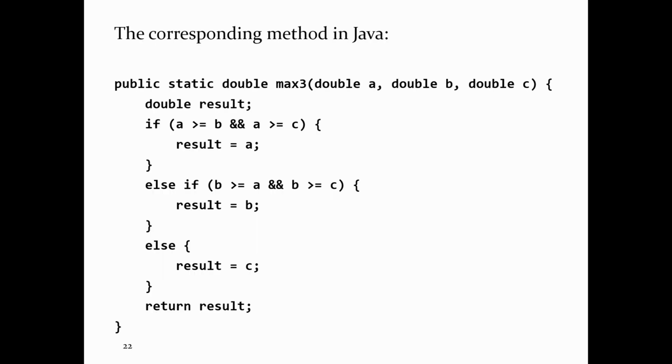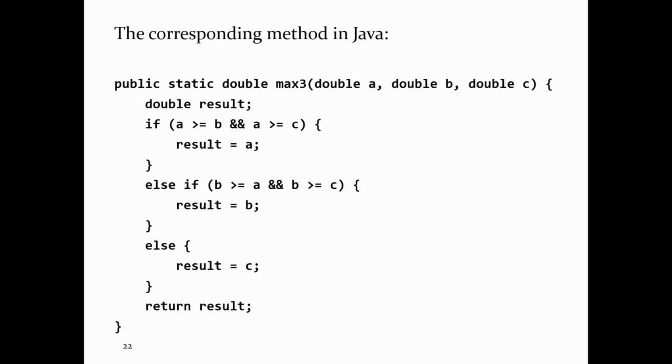Okay, so if I want to write the same method in Java, again it's public static max3, and this one is going to take in 3 doubles, a, b, and c. If it takes 3 doubles, the maximum value is going to be a double, so the return type is double. There are quite a few differences between this method and the corresponding Python function.